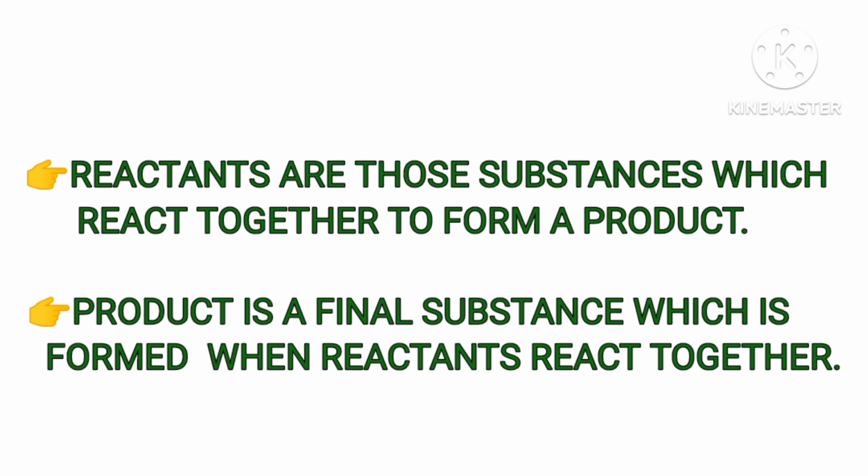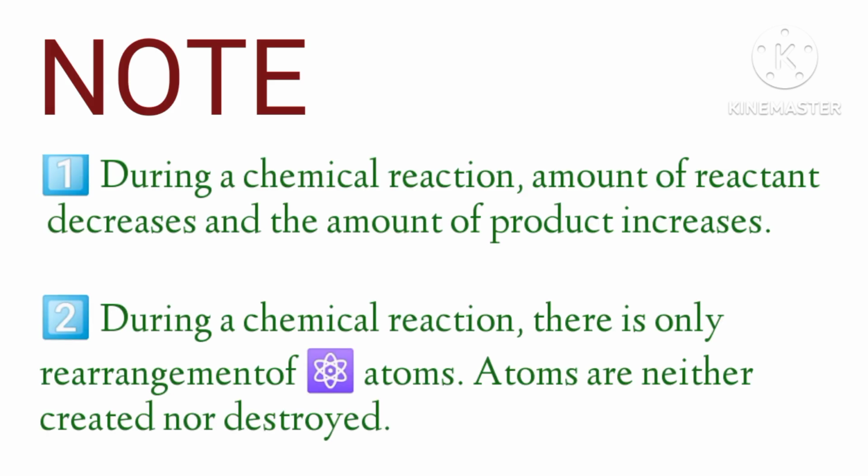Reactants are those substances which react together to form a product. Product is a final substance which is formed when reactants react together. Note: 1. During a chemical reaction, the amount of reactant decreases and the amount of product increases. 2. During a chemical reaction, there is only rearrangement of atoms. Atoms are neither created nor destroyed.